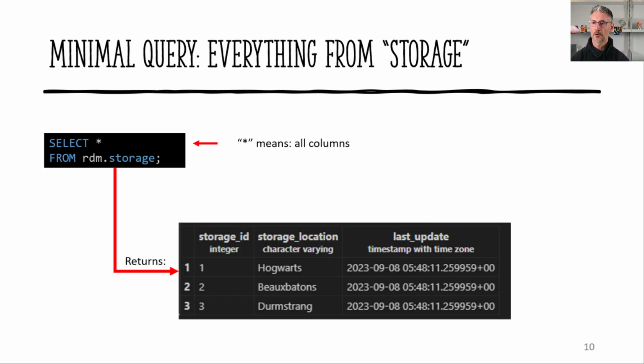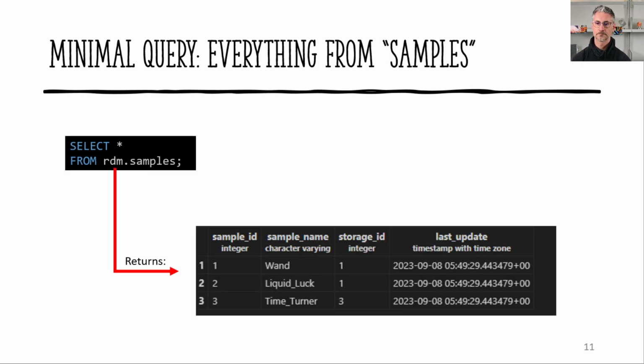So how does it look for our simple example? SELECT *, where star means give me everything, all the columns, FROM, and now we need to specify a table. Let's take the storage table from our RDM schema. So SELECT * FROM rdm.storage, schema.table, semicolon, returns the following screenshot, or the storage locations that we have in our database. You can also do the same thing for samples.